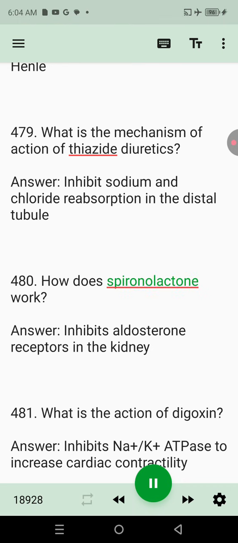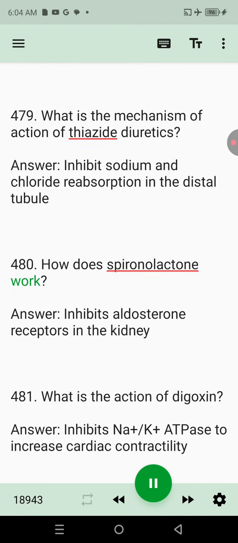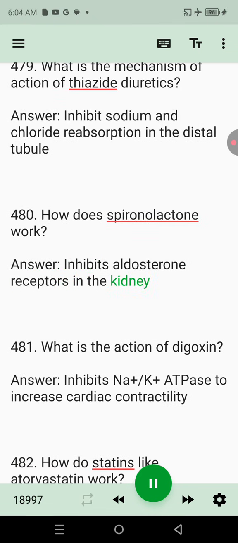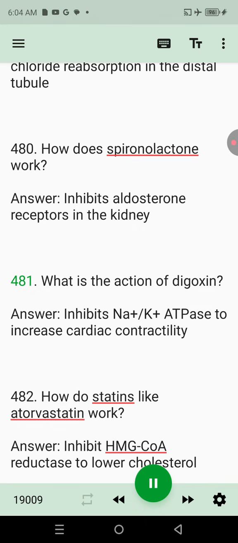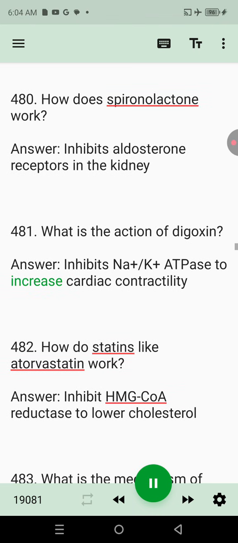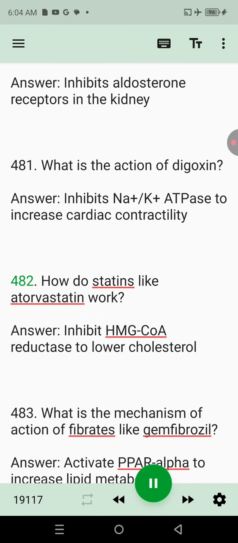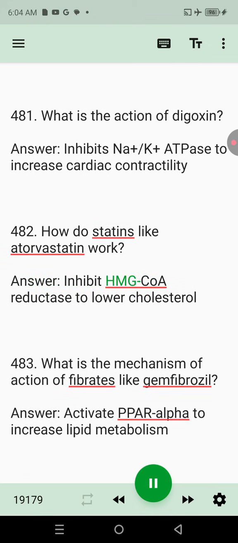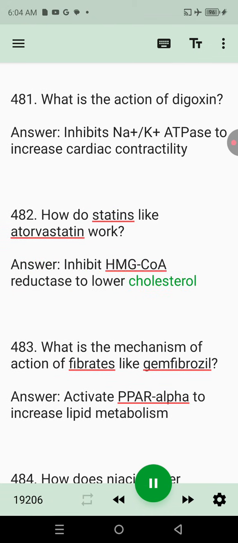480. How does spironolactone work? Answer. Inhibits aldosterone receptors in the kidney. 481. What is the action of digoxin? Answer. Inhibits Na plus K plus ATPase to increase cardiac contractility. 482. How do statins like atorvastatin work? Answer. Inhibit HMG-CoA reductase to lower cholesterol.